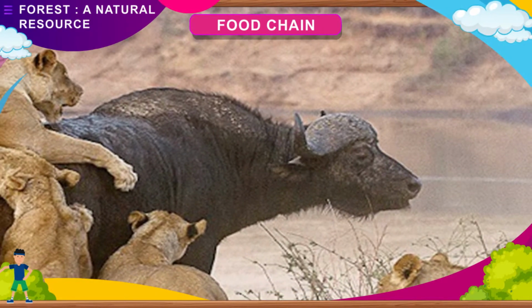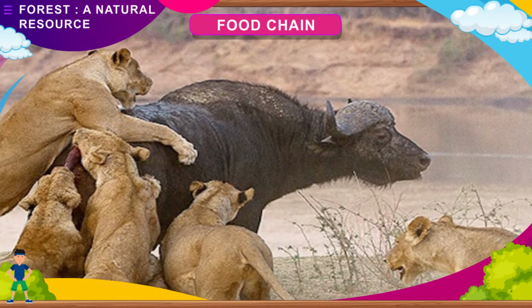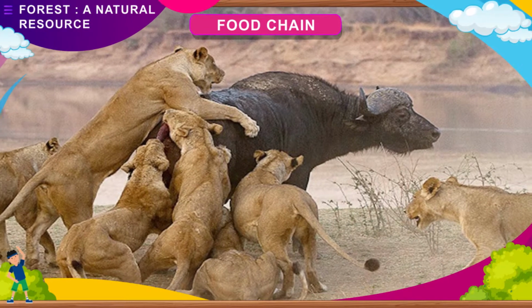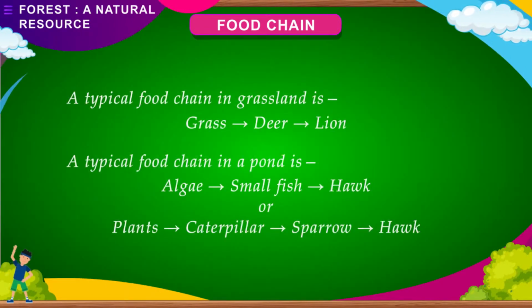This process of food transfer from plants through a series of organisms with repeated eating and being eaten is called a food chain. Thus, a food chain indicates who eats whom. A typical food chain in grassland is grass, deer, lion. A typical food chain in pond is algae, small fish, hawk. Or plants, caterpillar, sparrow, hawk.